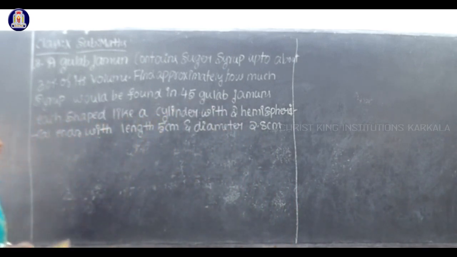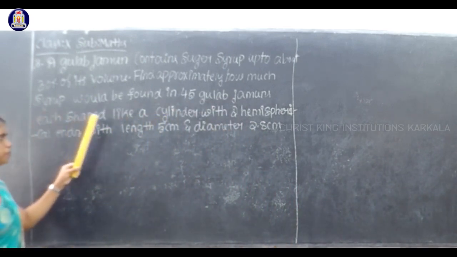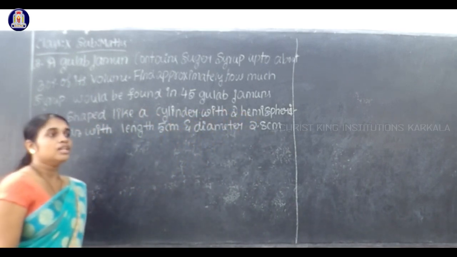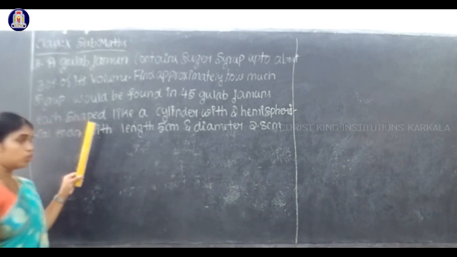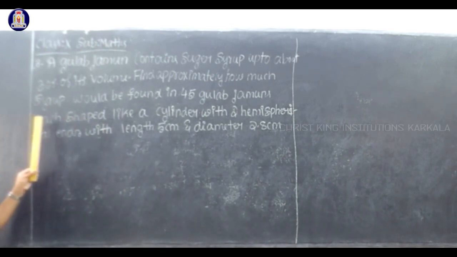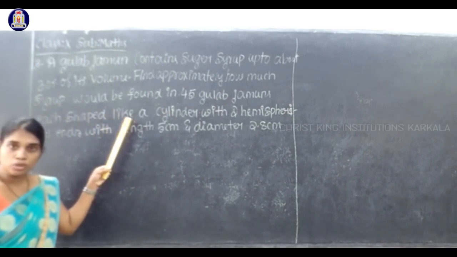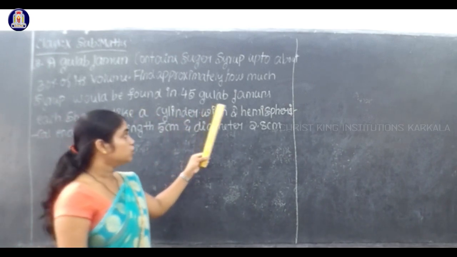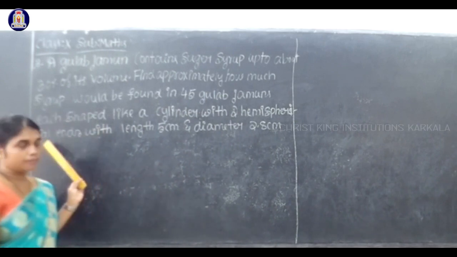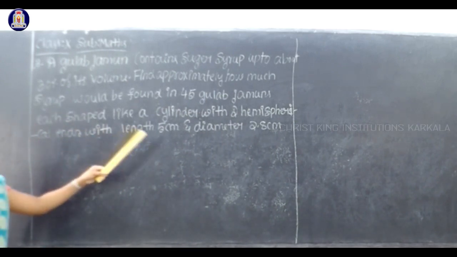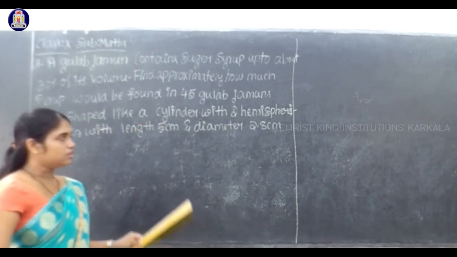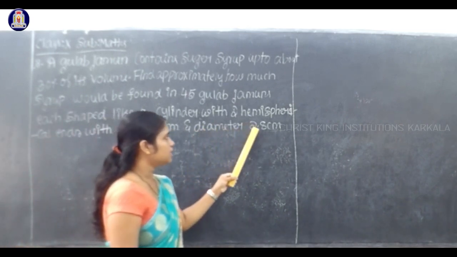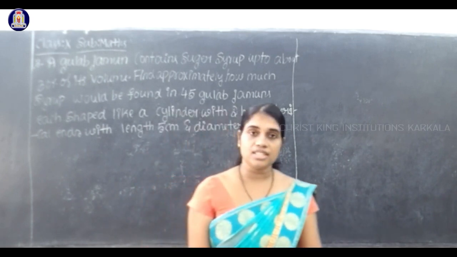Also given here, each is shaped like a cylinder with two hemispherical ends. What is the shape of a gulab jamun? Cylinder with two hemispherical ends. The length of the gulab jamun is 5 centimeter. Also the diameter is about 2.8 centimeter.